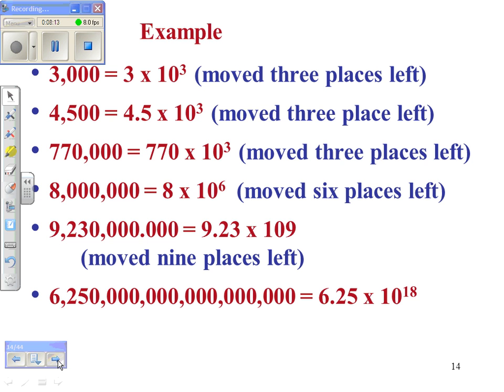And then we have 10 to the 18th. Remember I said I'm not greedy, but I'd like to have 2 or 3 exadollars. Here we have 6.25 times 10 to the 18th. We know that's the number of electrons in a coulomb.